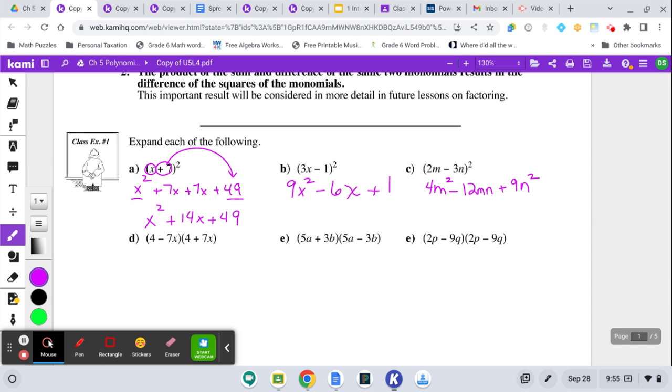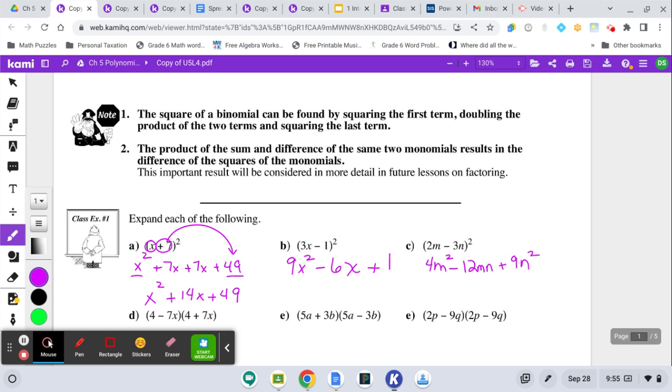Got it? So now this little guy has a note here. It says the square of a binomial can be found by squaring the first term, squaring the last term, doubling the product of the two terms themselves and putting it in the middle. Okay, so there it is in words. If you don't like my little, okay. There's one more thing I wanted to show you that always happens.